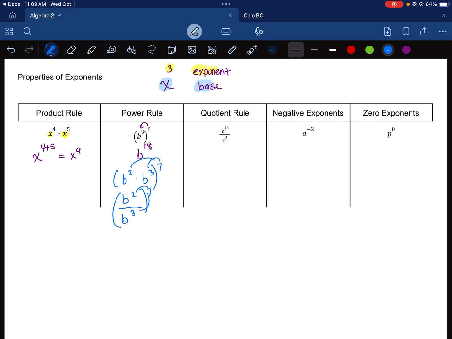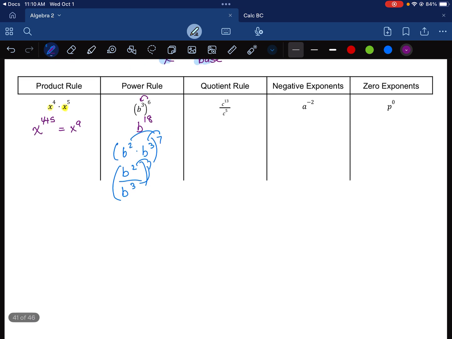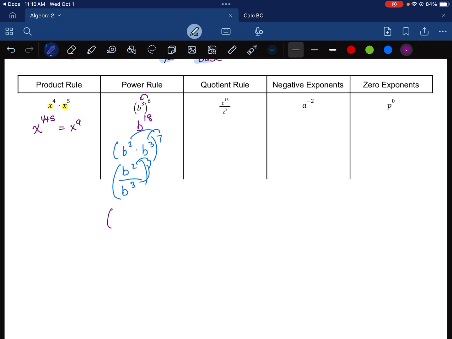The one thing you cannot do when you have the power rule is if you are adding things inside. So like x squared plus 1, to the power of 2, you cannot distribute that 2, because when you're adding or subtracting inside a parenthesis, the power rule does not apply. So never do that, okay?